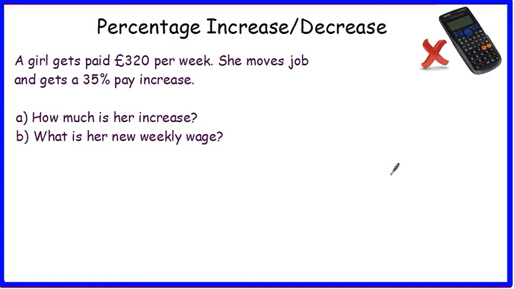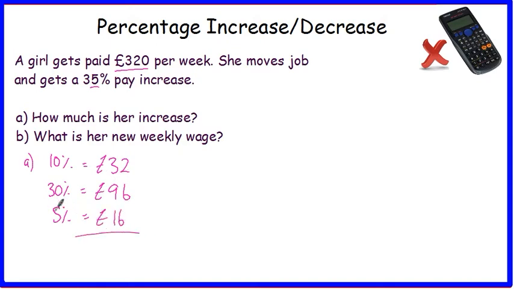We need 35%. So I'm always going to go to 10%, 10% of that number. So 30% is going to be 3 lots of these. 5% will be half of this. So 35%, if I add my 30 and my 5, 6 and 6 is 12, carry a 1, is £112.